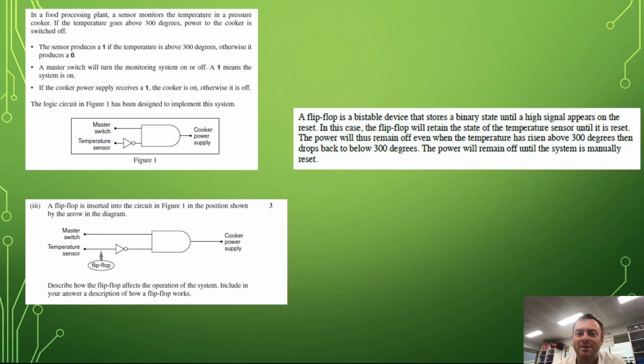So a flip-flop is a bistable device. Hopefully you're picking up on that word now. That stores a binary state until a high signal appears at the reset. In this case, the flip-flop will retain the state of the temperature sensor until it is reset. The power will thus remain off even when the temperature has risen above 300 degrees, then dropped back below 300 degrees. The power will remain off until the system is manually reset.